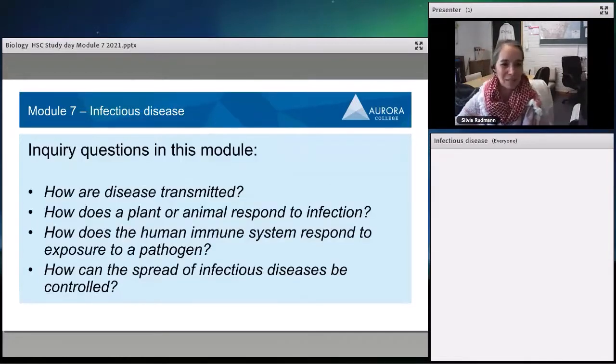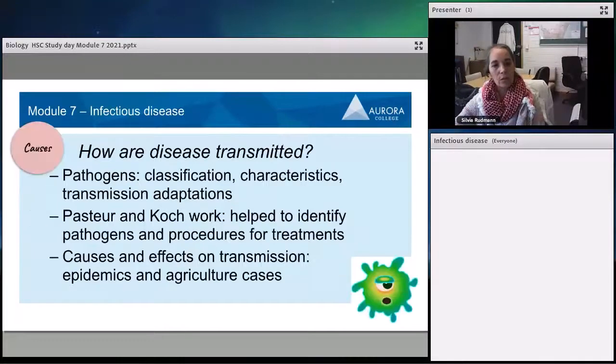I love stories, so that's why I created this. So if you are learning the story, right, you can answer the inquiry questions in each module, and we are going to go through each of those. So the first one is, how are diseases transmitted? And the first thing in there is you have to learn the classification of pathogens, right? The textbooks and Google images have beautiful, excellent pictures of these and excellent tables. The classification of pathogens, the characteristics, and the transmission adaptations.